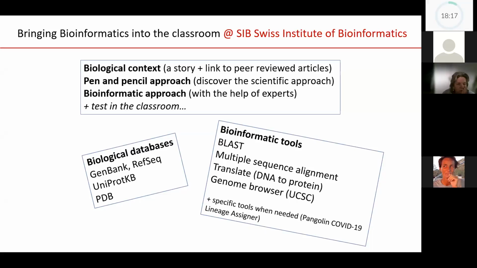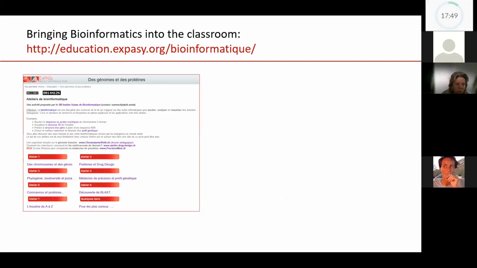And most of the time, all the guides are focusing on the same databases, such as GenBank, RefSeq, UniProt, or PDB, and are using the same type of bioinformatic tools: BLAST, multiple sequence alignment, Translate, and the genome browser. Of course, sometimes there are specific tools when needed, such as, for the latest one, the Pangolin COVID lineage assigner. All the activities which have been done by the SIB are on the web page here. It's in French, sorry, so the language is really a major problem for everyone.